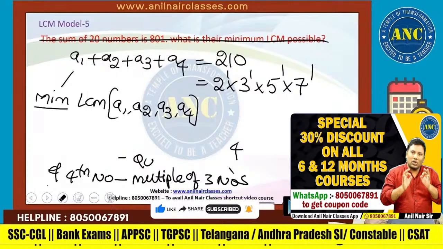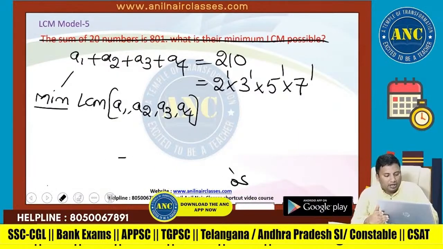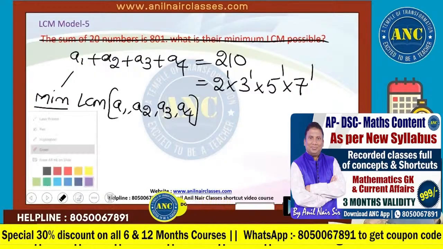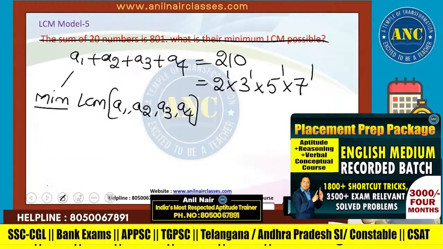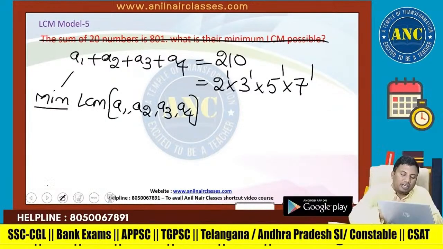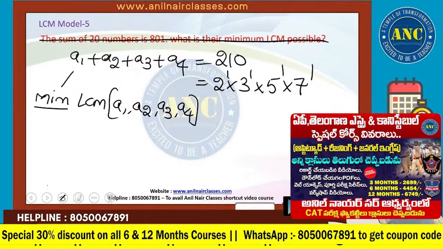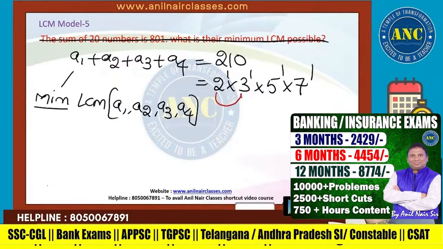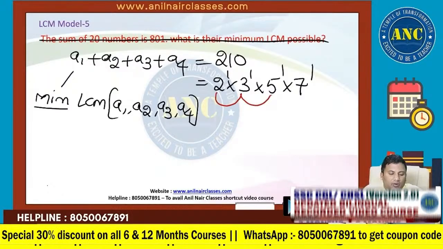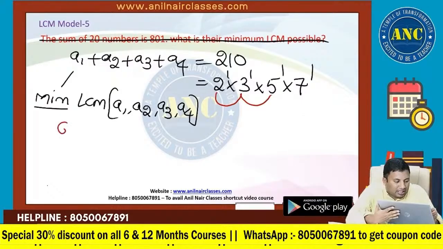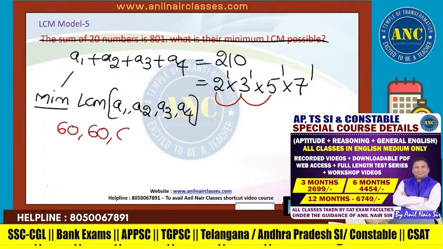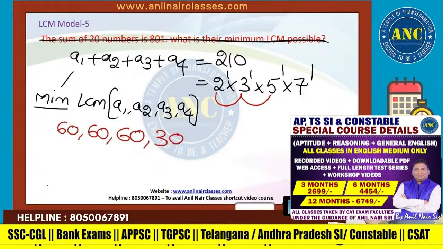We will use this logic to do it. Four numbers. What is the logic? The logic is A1 plus A2 plus A3 plus A4 equals 210, and we need the minimum LCM. First thing, 2 3s are 6, 6 5s are 30. Three numbers should be equal. 210 divided by 3 is 70. Take the multiple of 30 closer to 70: 60, 60, 60, 30. That is one case.